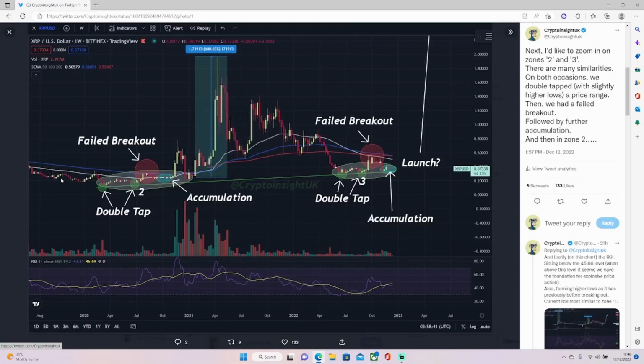So let's discuss. As you can see here, we've double tapped a price range with a slightly higher low. We've then tried to break out and failed to break out of the moving averages, come back for some further accumulation, then started the breakout, came back down on this occasion, and then really launched off. In Zone 3, which is where we are right now, double tap with a slightly higher low, as you can see, marked by the ascending trend line. Failed breakout, again below the moving averages, come back for some further accumulation, and then what is the next step? Are we potentially going to launch out of this zone?